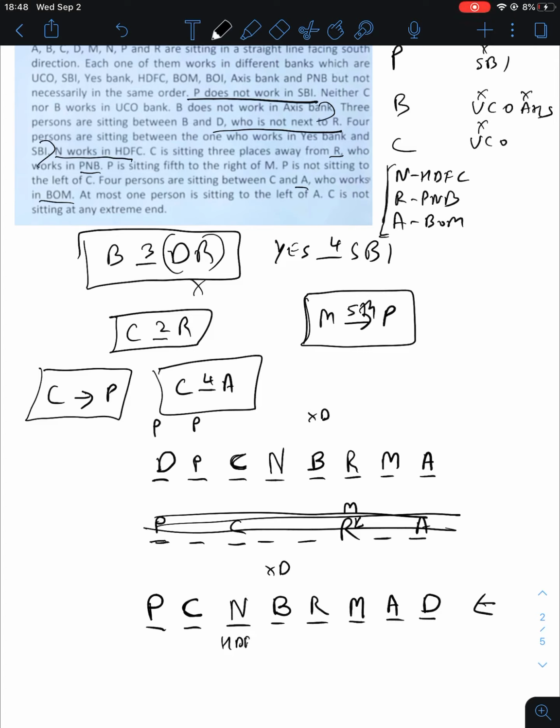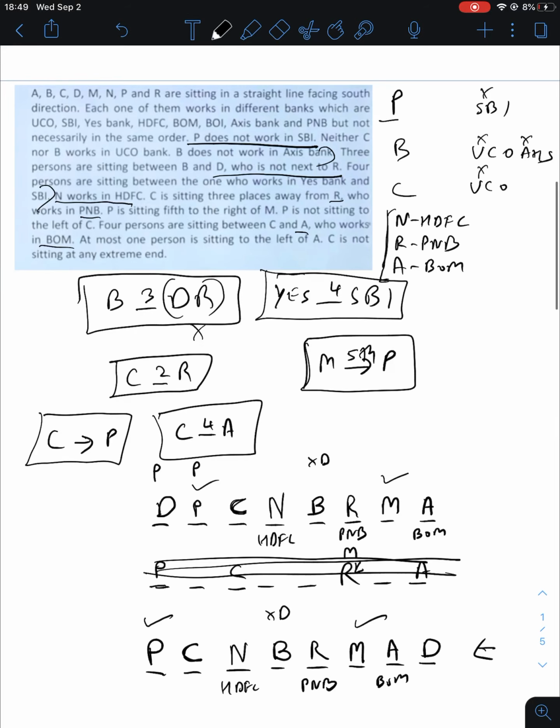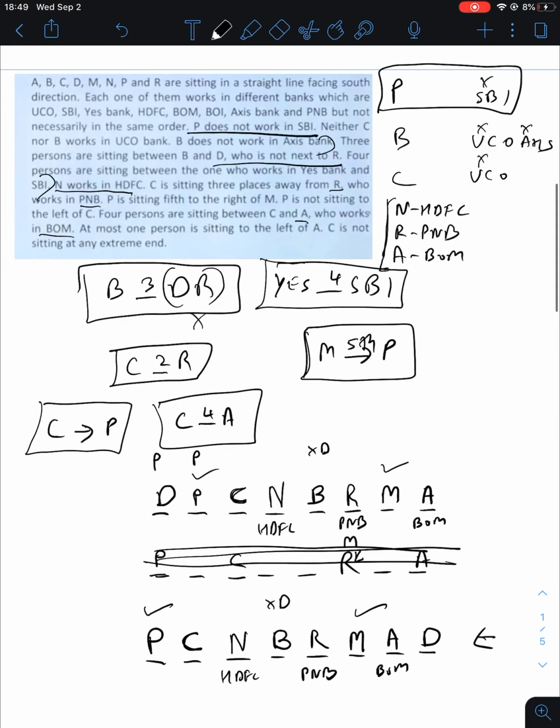Let's assign HDFC to N, BOM to A, PNB to R. Now, if you try and fit in this condition in either of the scenarios, you will find there are only 2 people who can work at Yes and SBI, and those 2 are M and P. But as we already know, P cannot work at SBI, therefore P has to work at Yes Bank. So Yes will be P and M will be SBI.